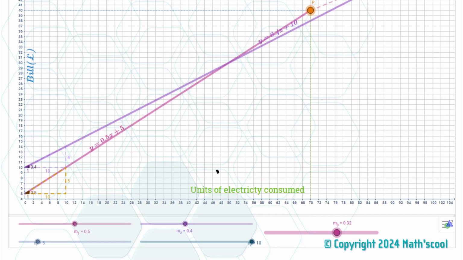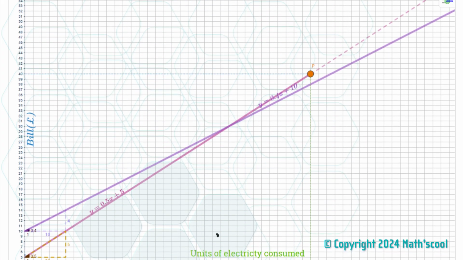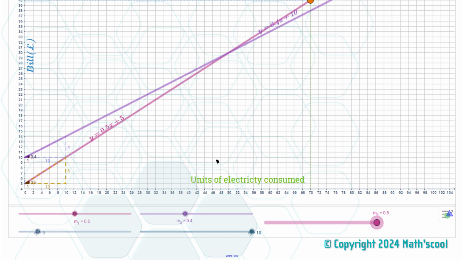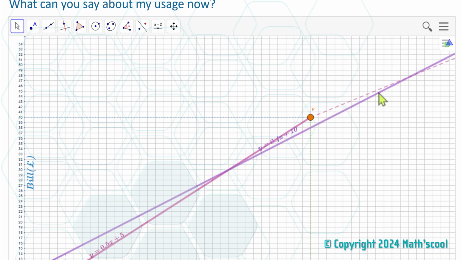So if they'd kept it at 50p per unit, then the line would have just stayed as it used to stay. But they said, no, we're going to reduce it to 32p per unit. So at 32p per unit, their cost per unit goes down. And you can see that at some point here, after that, the dotted line is below the solid line. So my old supplier becomes cheaper again.